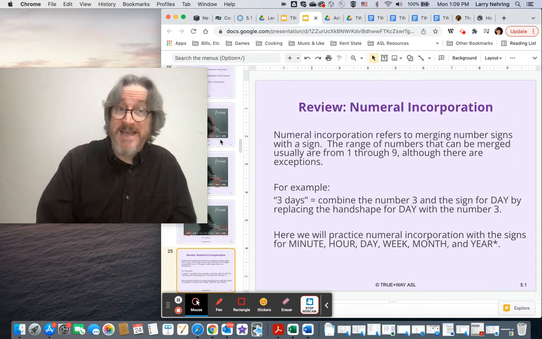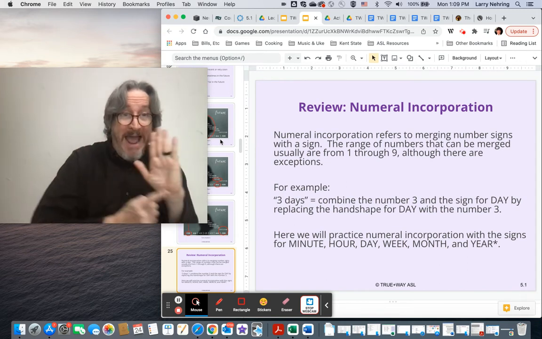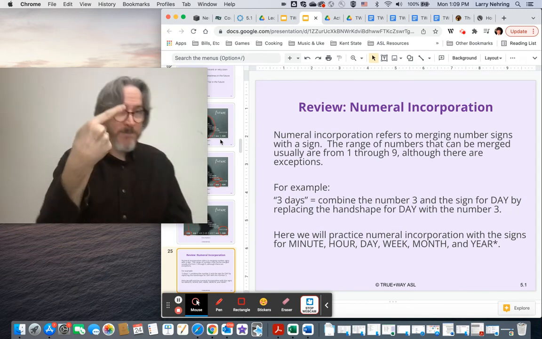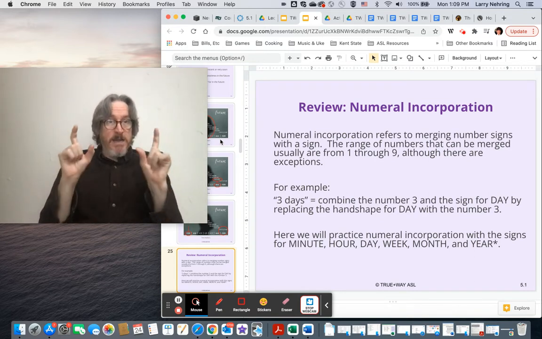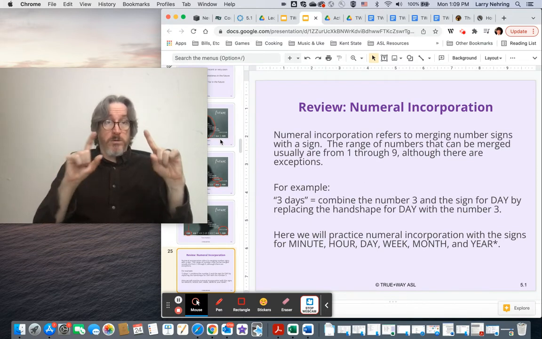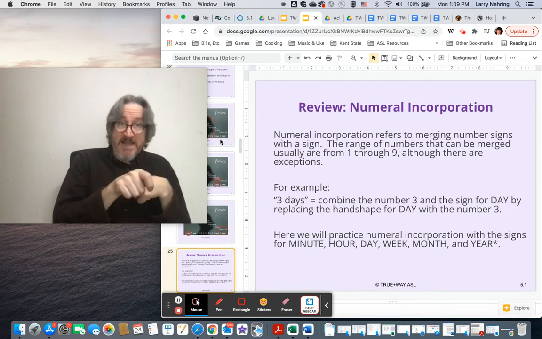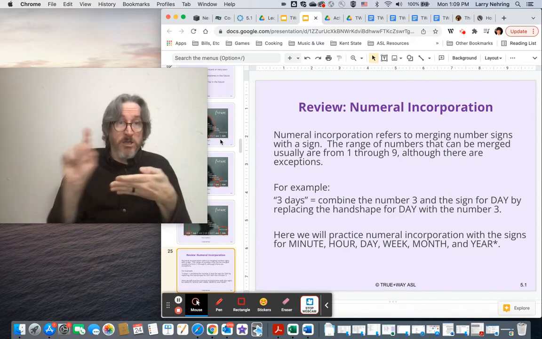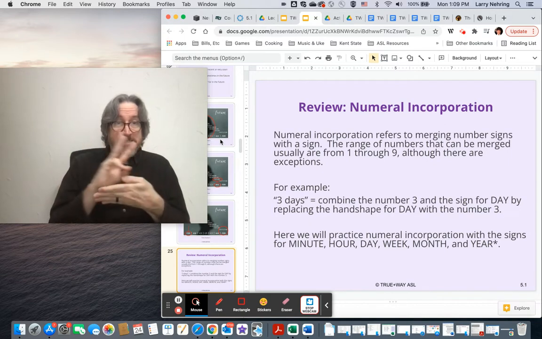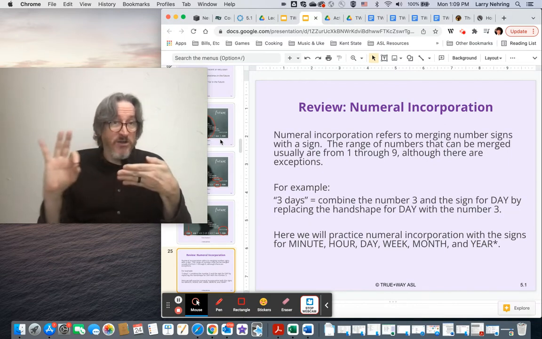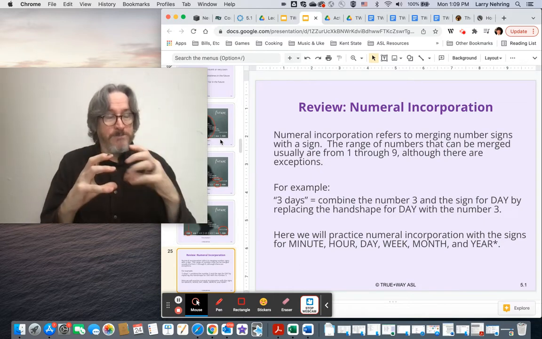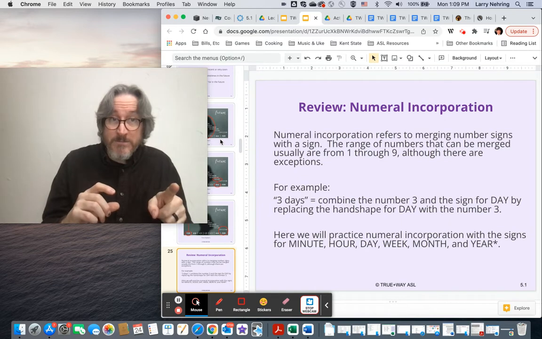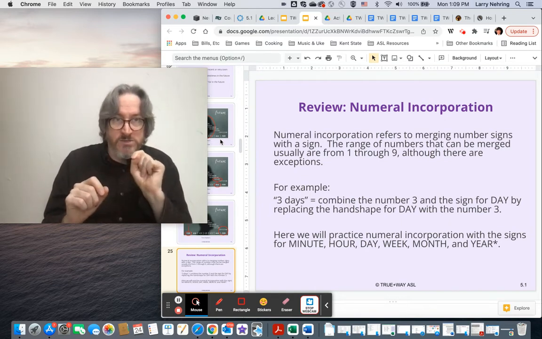All right, so now we come back to that 1 week, 1 hour, 1 day, 1 month, right? We're using that one handshake. We can incorporate any non-moving number into the sign by replacing that handshake. 1 week, 2 weeks, 3 weeks, 4 weeks, 5 weeks, 6 weeks, 7 weeks, 8 weeks, 9 weeks. We only use the non-moving handshakes. Because if we were to do 11, let me show you 11 weeks if I were to follow this rule with 11.